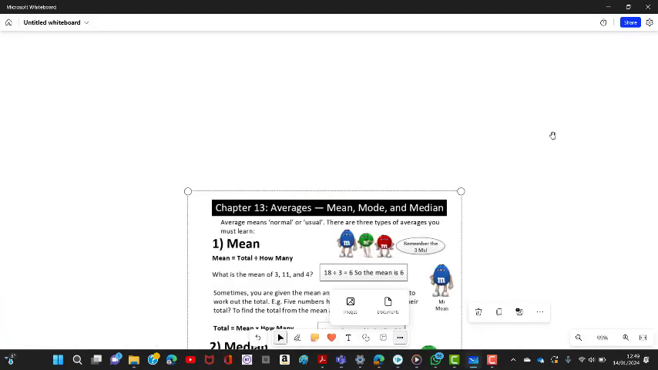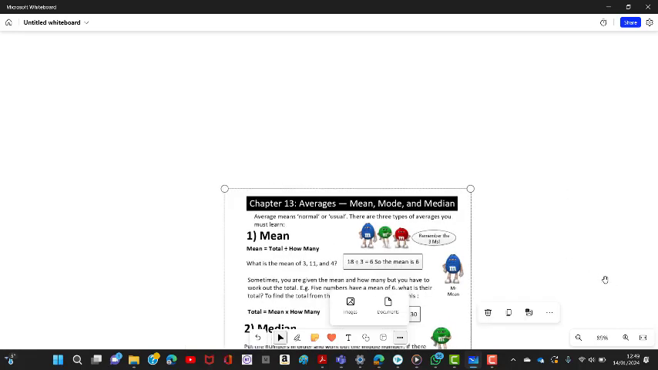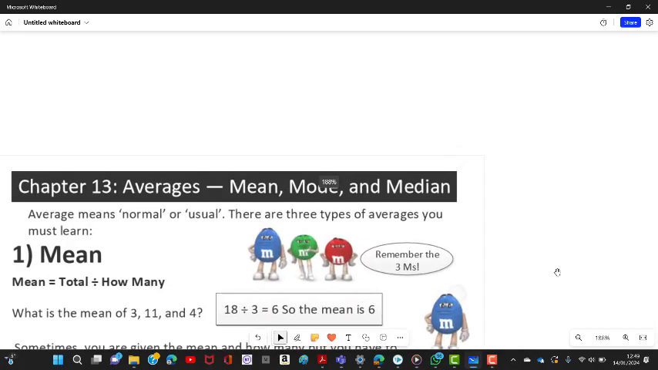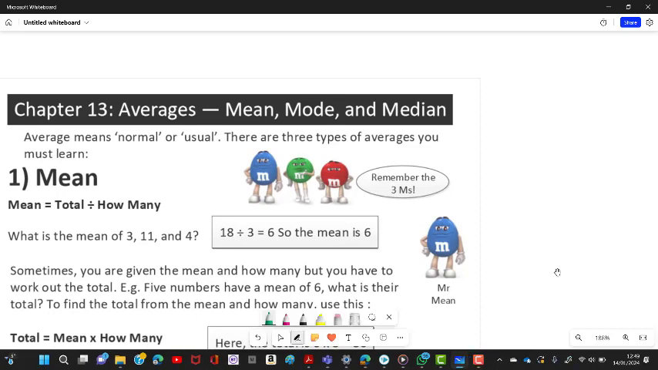Okay, so let's start off with what average means. If someone's described as average height, it means they're normal. So that's what average means. It means normal or usual. So if you're making notes, write that down.